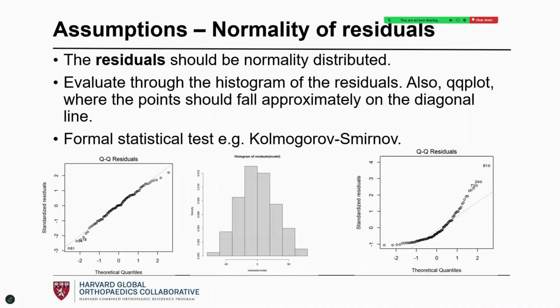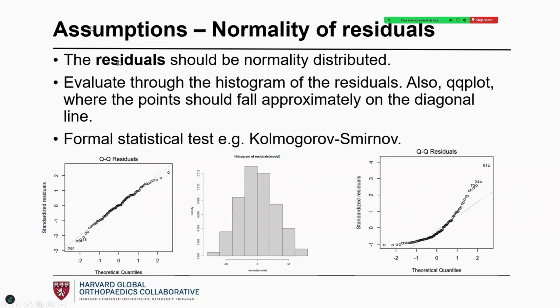The next assumption is the normality of the residuals. This assumption states that the residuals should be normally distributed. The reason I have highlighted residuals here is that researchers often state that we need the dependent variable, or the y variable, to be normally distributed. However, this is not really the assumption for linear regression. The assumption is about the distribution of the residuals of the model.